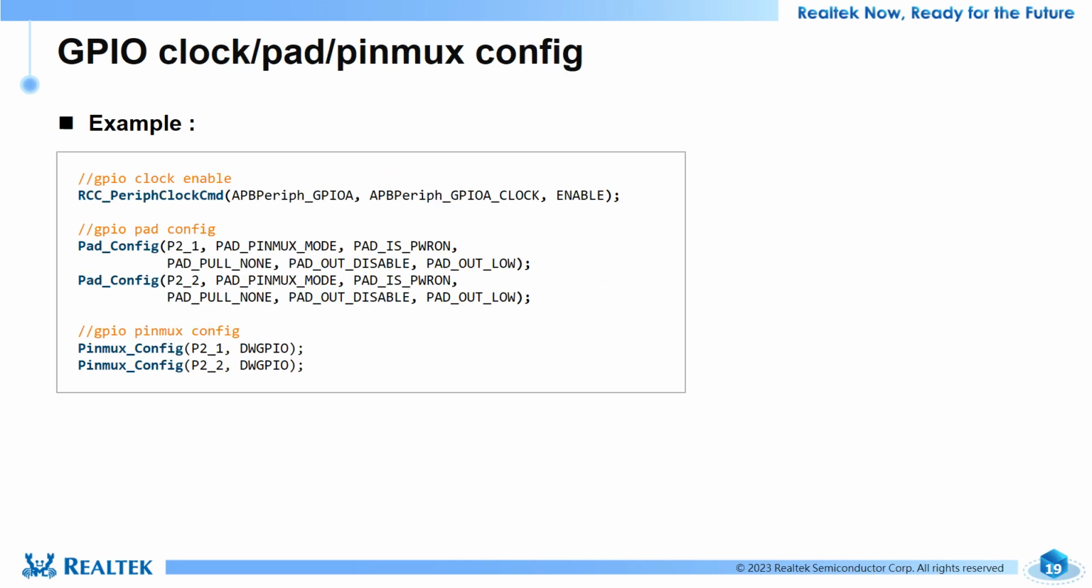The following is the initialization process of GPIO. First, call the RCC Peripheral clock CMD function to turn on the GPIO clock. Second, call the PINMux config function to configure P21 and P22 as GPIO functions. Third, call the PAD&Config function to configure the working mode and input or output status of the pin.